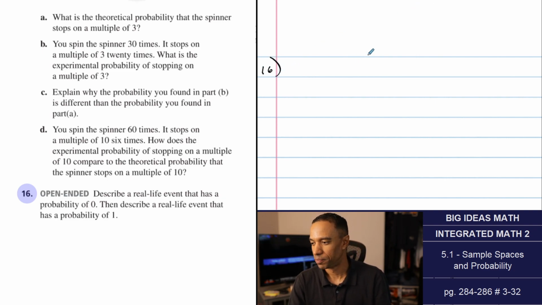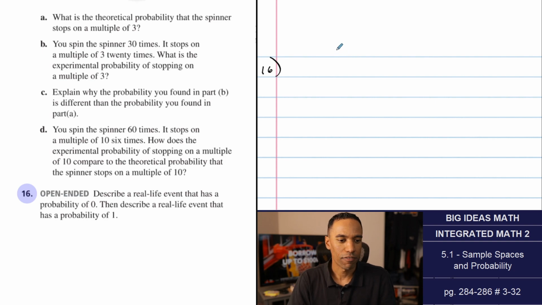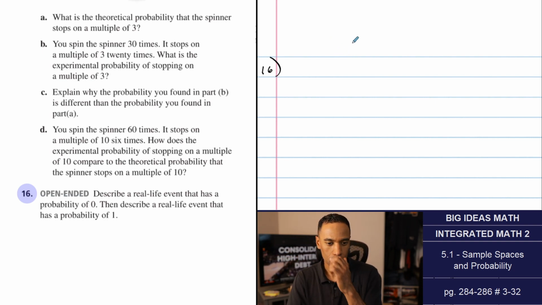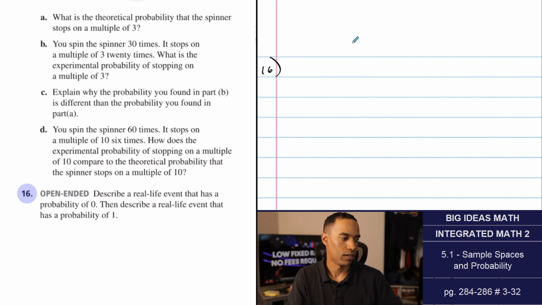We're about halfway done. Describe a real-life event that has a probability of 0, then describe a real-life event that has a probability of 1.